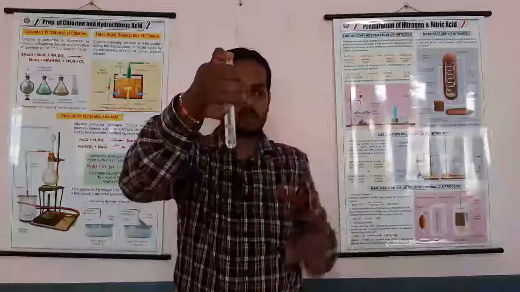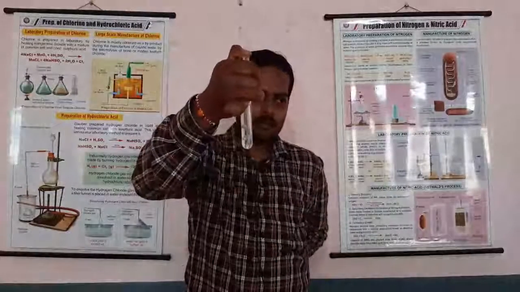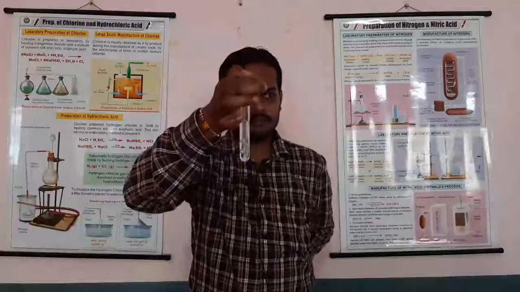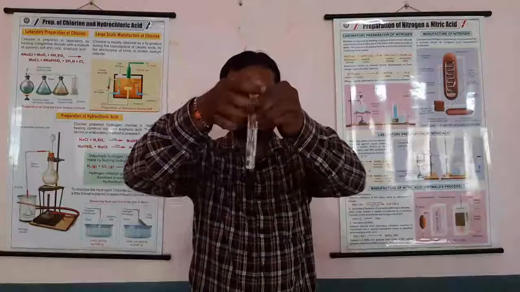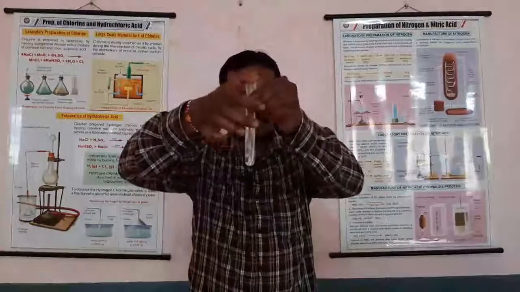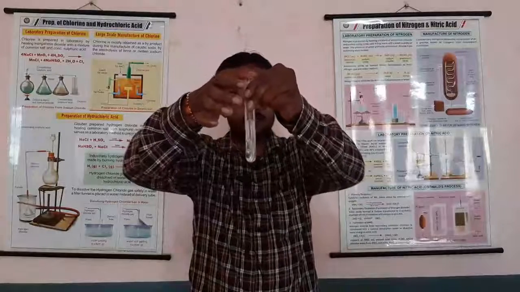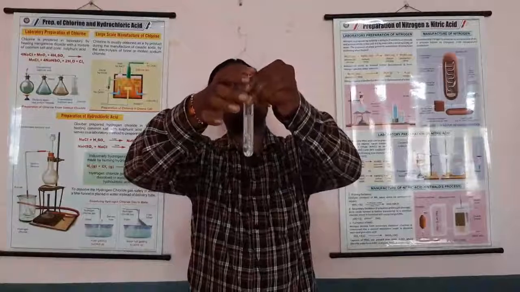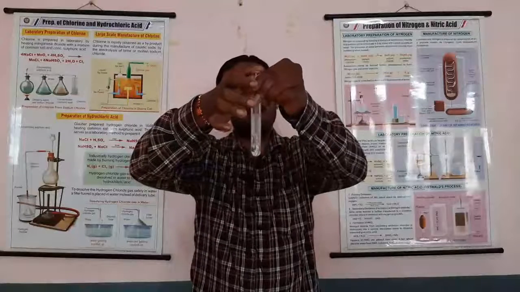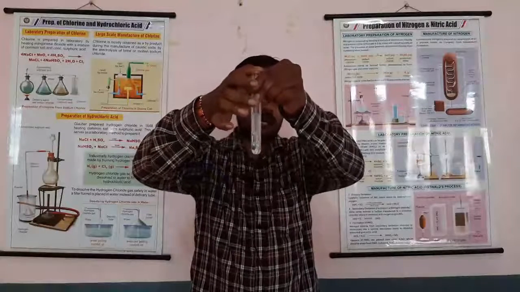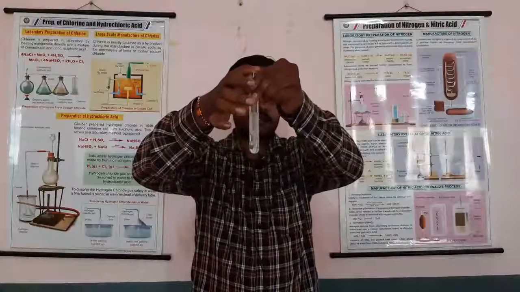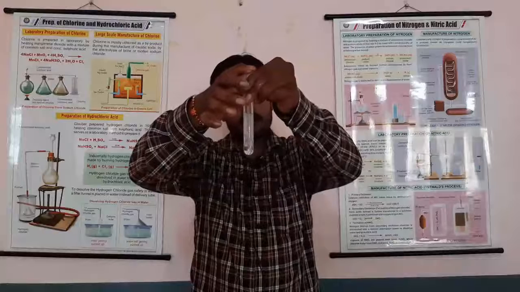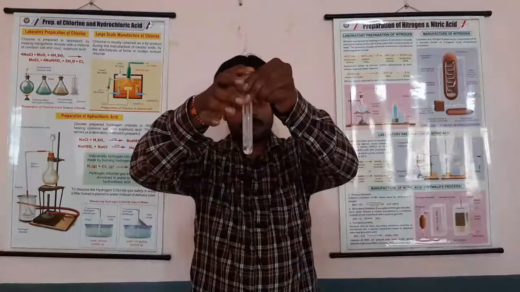We will capture the bubbles by pressing the test tube, because the bubbles are hydrogen gas. You can observe it. The zinc metal reacts with the hydrochloric acid to give zinc chloride and hydrogen gas, and you can see the formation of hydrogen gas in the form of bubbles.